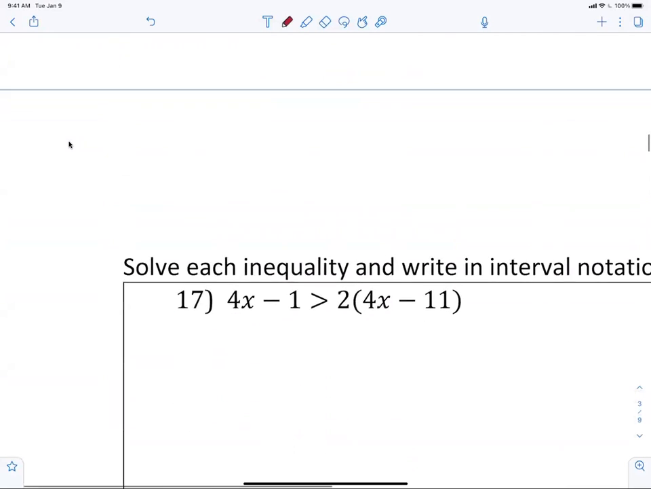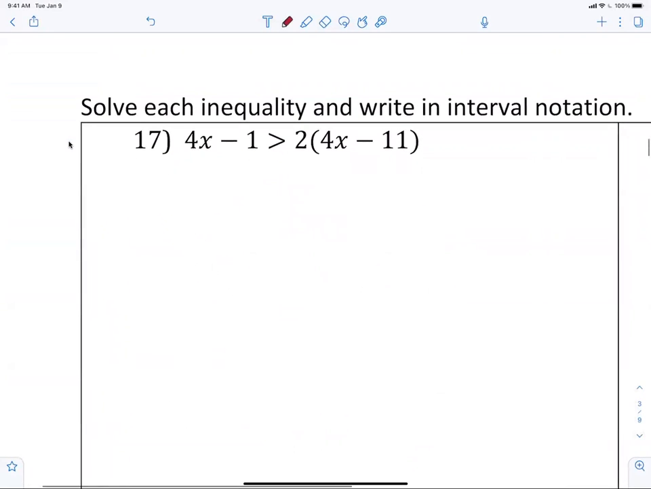Hopefully you feel pretty good about that. Okay, let's continue on. Writing in interval notation. So now just be careful. Let's do the math. You work on it. Let's go. Distributing a 2. Anybody have any questions so far?